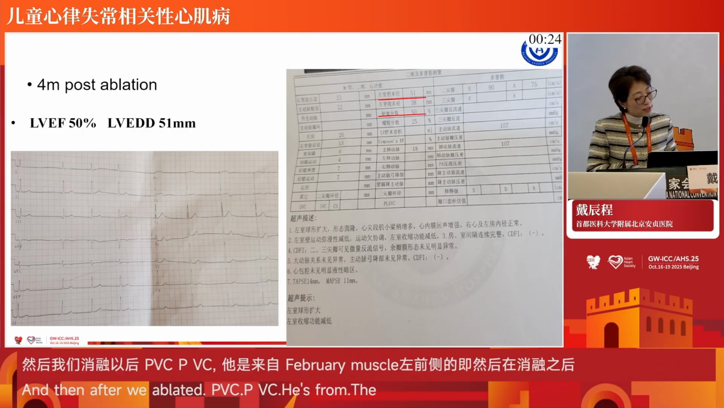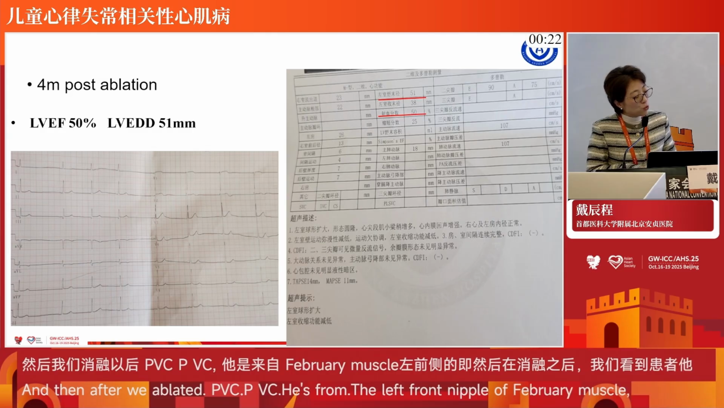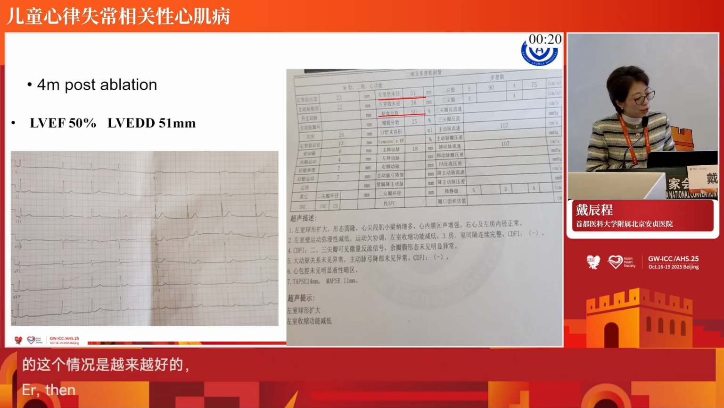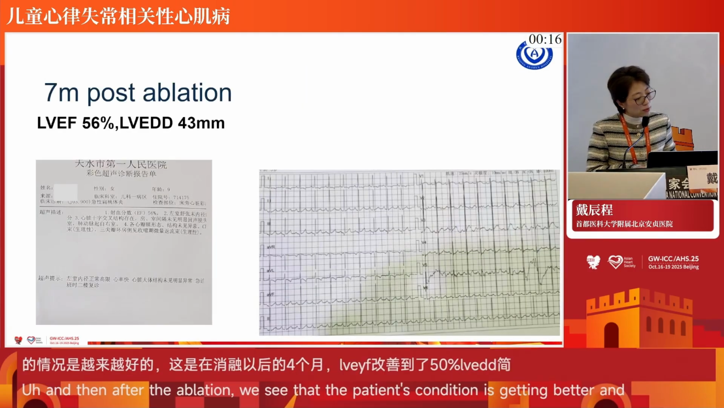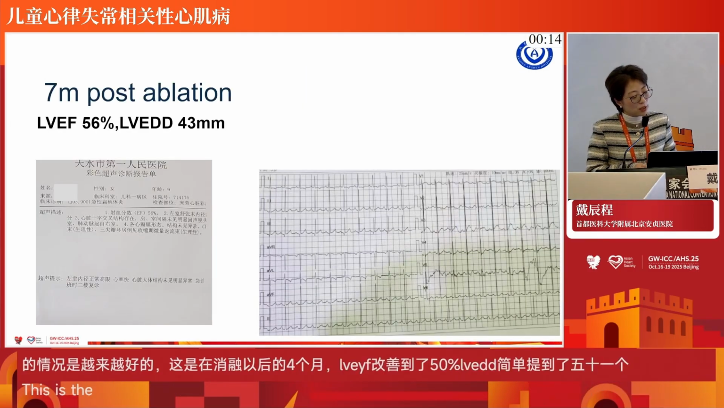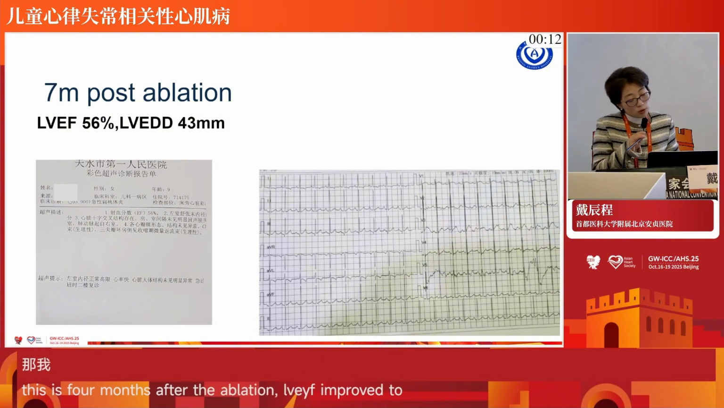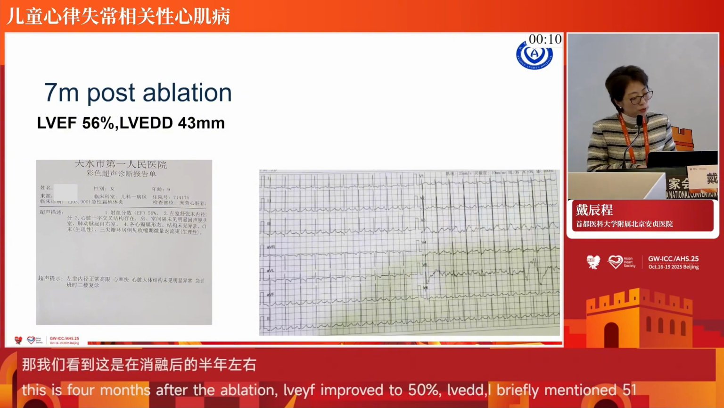This is 4 months after ablation. LVEF increased to 50% and LVEDD decreased. And about 6 months after ablation, echo is almost normal. She's very, very good now.